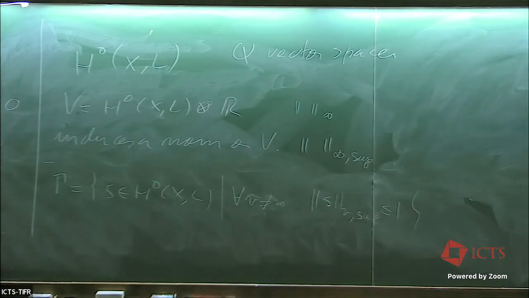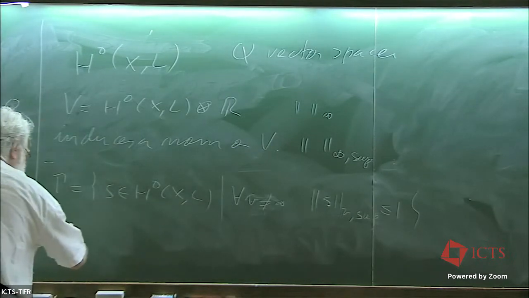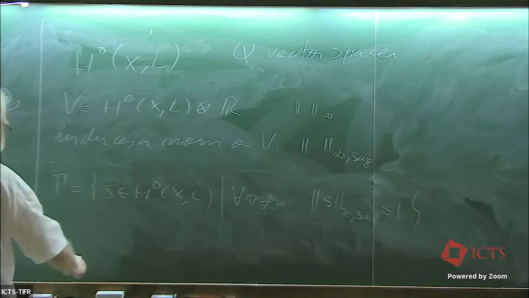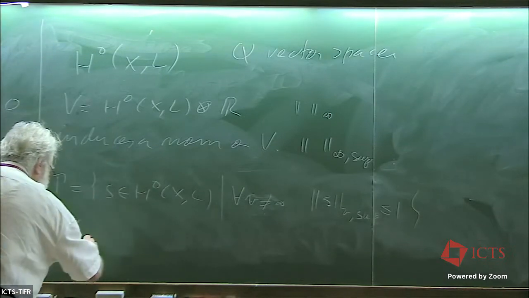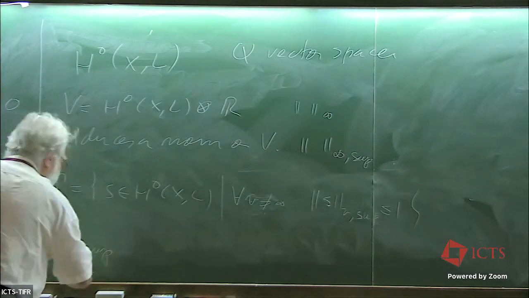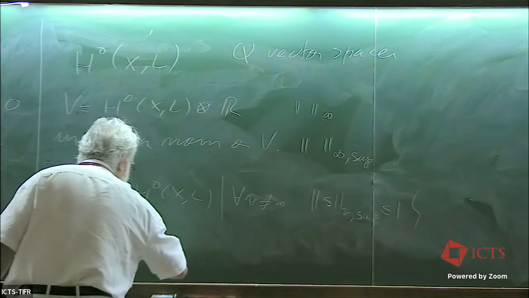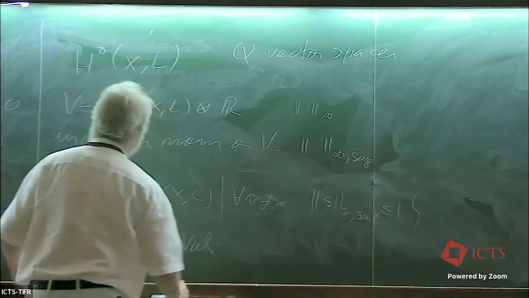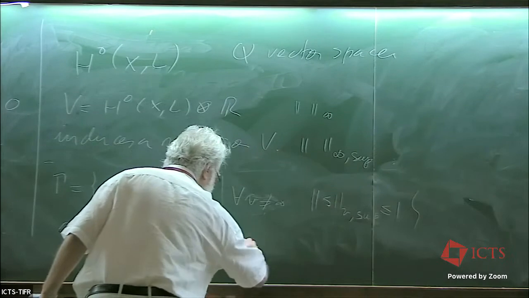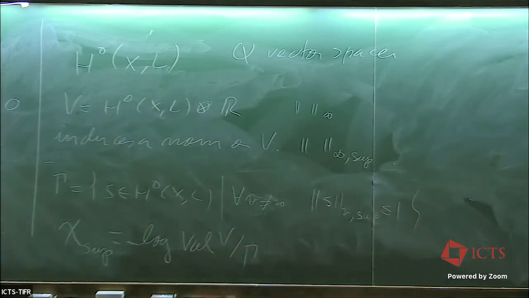Now that I have a lattice on a normed vector space, it is natural to consider the volume of the quotient, and then we'll define the chi sup as minus log of the volume of B over Gamma. And this has to be thought of as the analog of the Hilbert-Samuel function, the Hilbert function of the line bundle, when I take the values of this on powers of L.